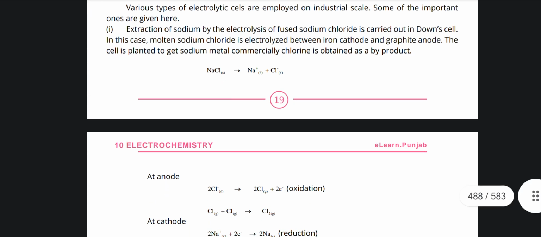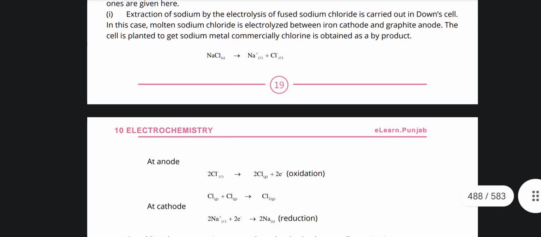Extraction of sodium by the electrolysis of fused sodium chloride is carried out in the Downs cell, and in this case molten sodium chloride is electrolyzed between iron cathode and graphite anode. The cell is employed to get sodium metal commercially. Chlorine is obtained as a byproduct.